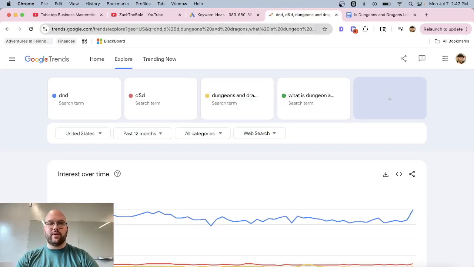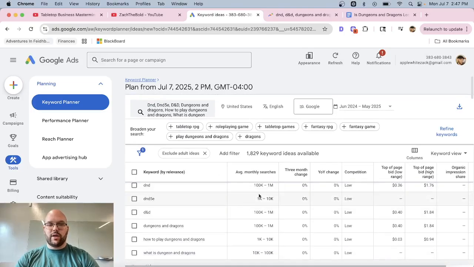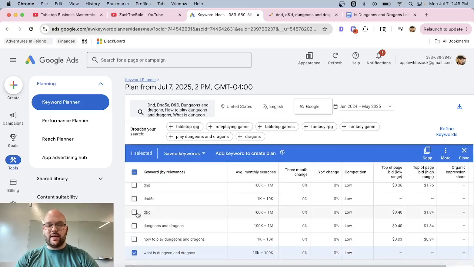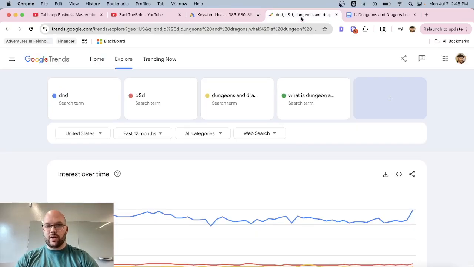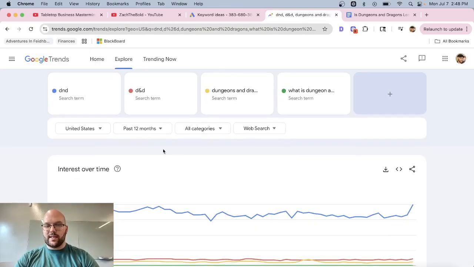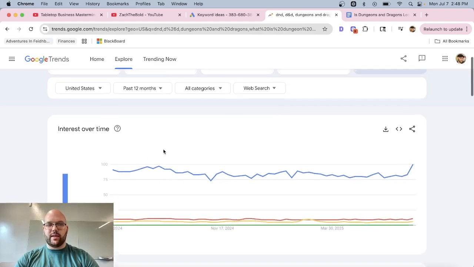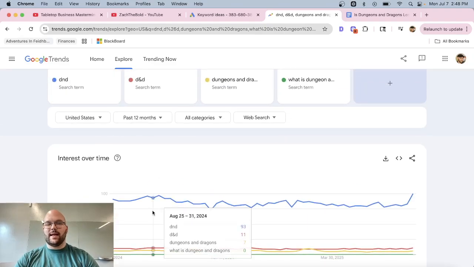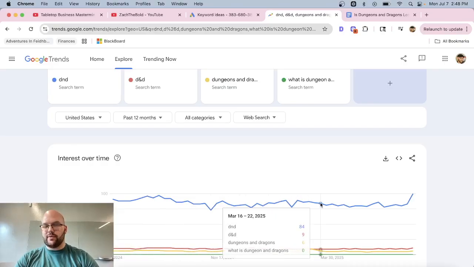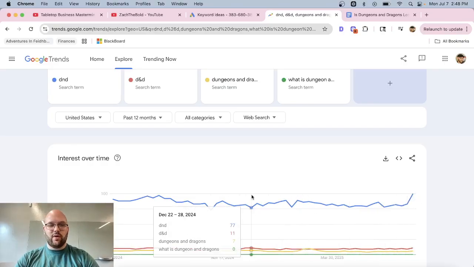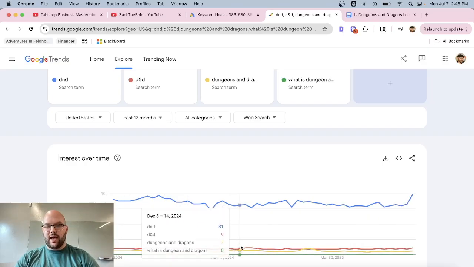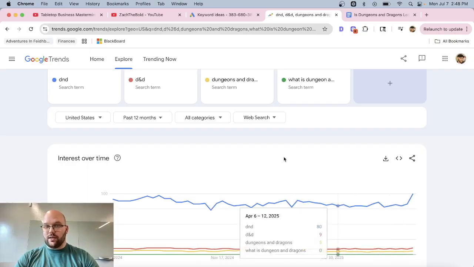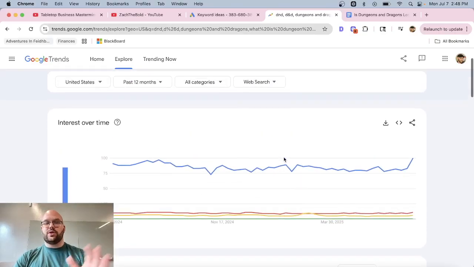All right, I've gone ahead and preloaded the highest 100K to 1 million, 100K to 1 million, and what is Dungeons and Dragons. I pulled these keywords out and put them into Trends for us. This is set to the past 12 months. So the first thing you'll see is that the blue one, which is just the term D&D, has much higher search volume on average, averaging a little under 100 in the past 12 months, whereas D&D with the ampersand is averaging at like 10. All right, and you'll also notice that there's no downside.